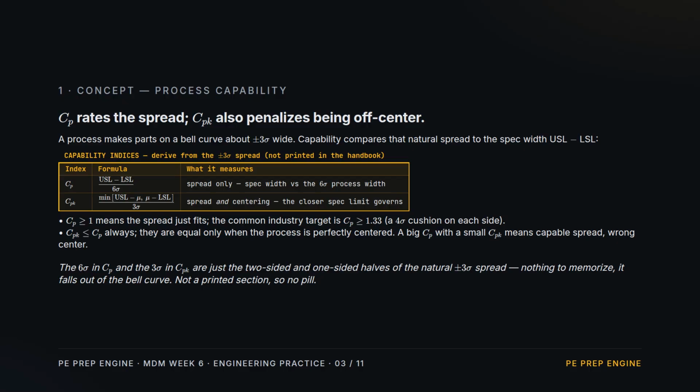But CP ignores centering. CPK fixes that. It takes the distance to the nearer spec limit over 3 sigma. CPK is always less than or equal to CP, and they're equal only when the process is dead centered. So a big CP with a small CPK is the classic tell: good spread, but the process has drifted off center. Neither index is printed in the handbook. They both fall straight out of the plus or minus 3 sigma idea.